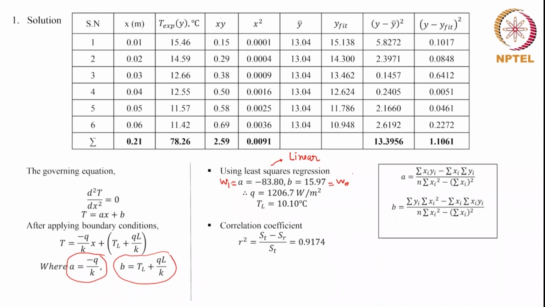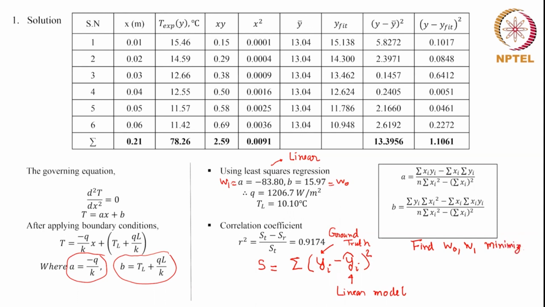You basically write this total S as the sum of yi minus y hat i, the whole squared. Remember, yi is the actual data, which we will call ground truth, and y hat i is my linear model. And we said find W0, W1, or A comma B, which minimizes S, correct? So this is what we had done.